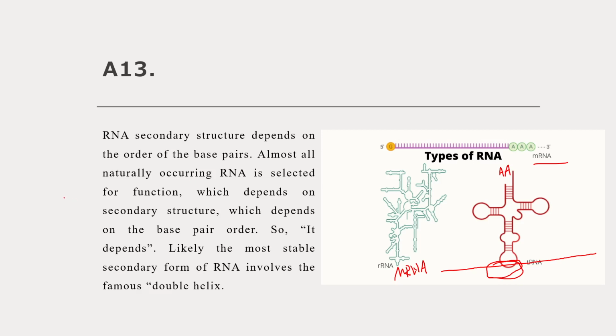So the RNA secondary structure depends on the order of base pairs. Almost all naturally occurring RNA is selected for a function which depends on secondary structure, which depends on the base pair order. So it depends; likely the most stable secondary form of RNA involves the double helix.